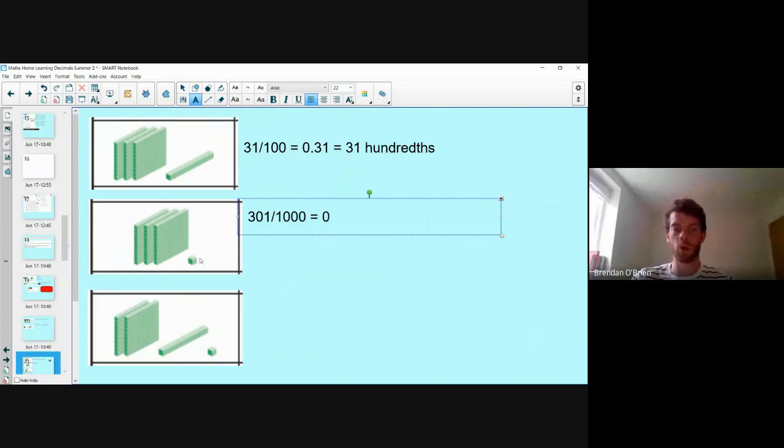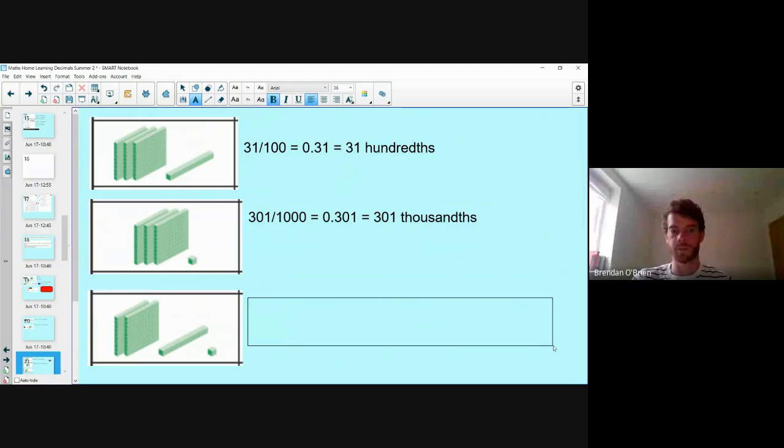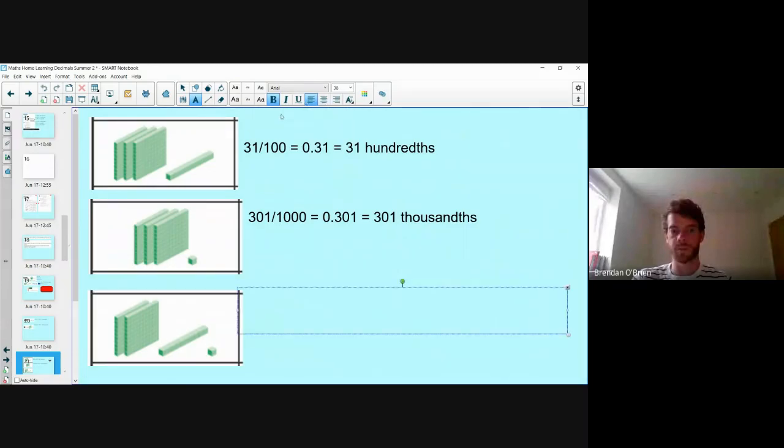How do we write that as a decimal? 0, because we cannot make one whole out of all of these. 0.301. We can write that in written form as 301 thousandths. The last one that you should have done.